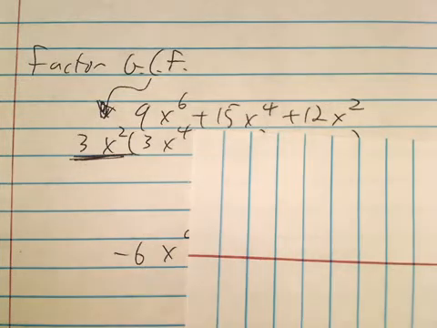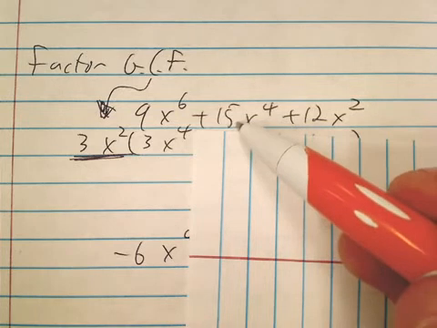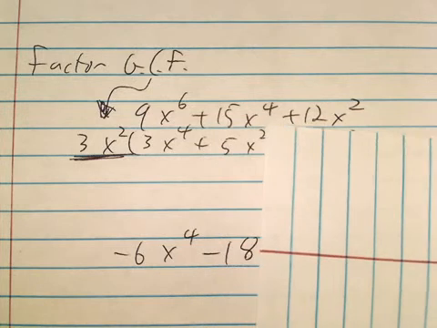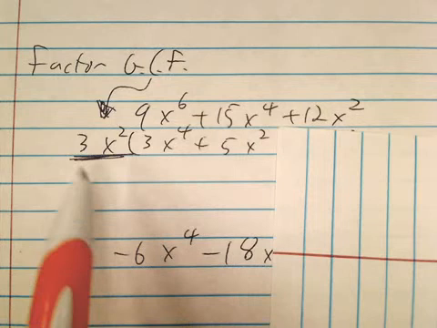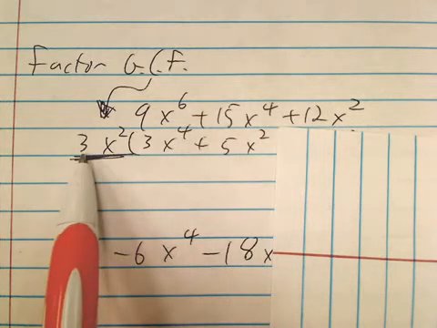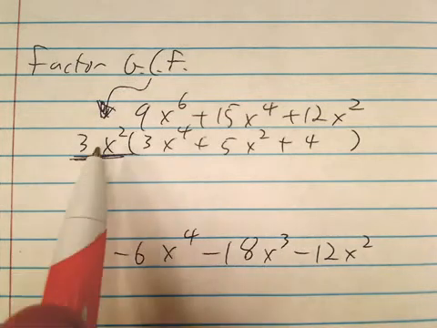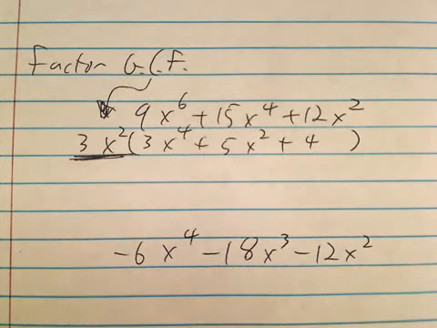And then moving along, 3x squared times what will give me this? Well, 3 times 5 gives me 15. And 2 plus 2 gives me 4. So that should be 5x squared. Beautiful. And then finally, 3 times what gives me 12? 3 times 4 gives me 12. And I don't need an x there. I have x to the 2nd power. I need 0 more to get x to the 2nd power, so I can leave that alone. So the greatest common factor, I'm undistributing. I'm doing the opposite of the distributive property.